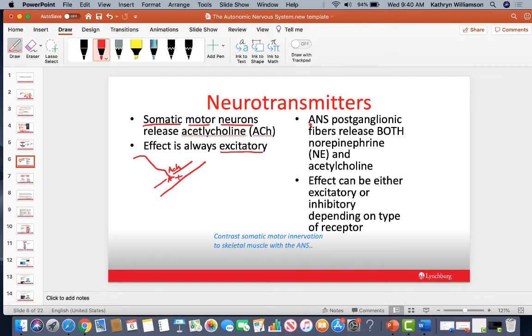Well, in this case, in the autonomic nervous system, we have the postganglionic fibers specifically release both norepinephrine and acetylcholine. Okay, so we have two neurotransmitters at play. And what we see here is that the effect can either be excitatory or inhibitory depending on the type of receptor that we have. So it actually depends on the receptor in the effector organ as to whether this is going to be excitatory or inhibitory.